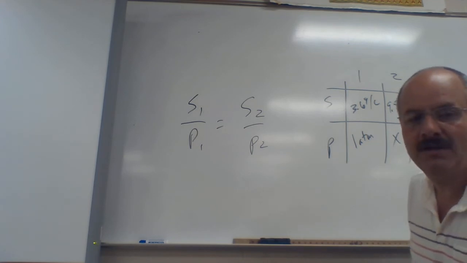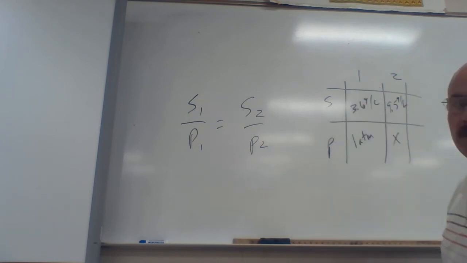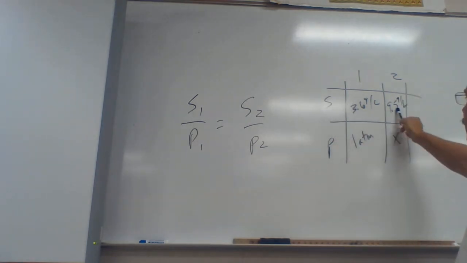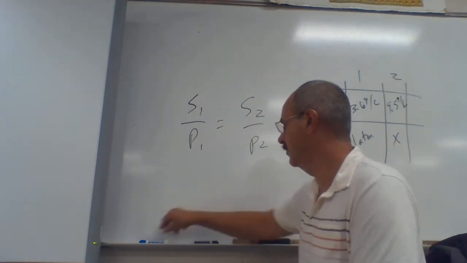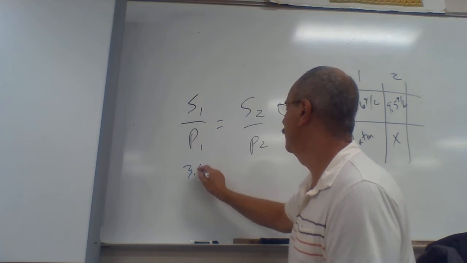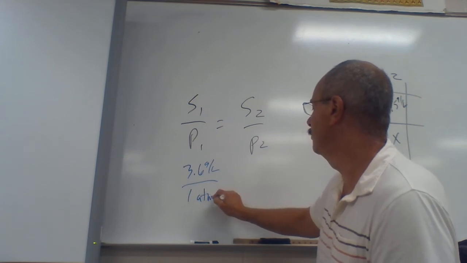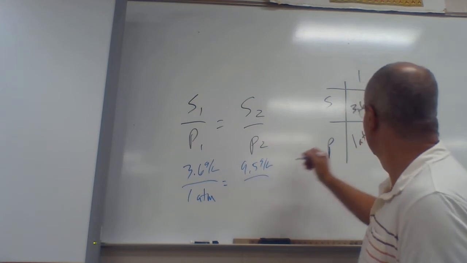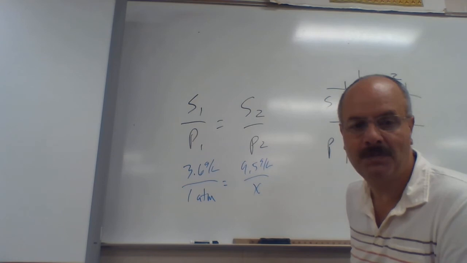So now what I have in this chart is I actually have everything I need for this thing. Well, this spot right here, that's S1. This spot right here, that's P1, which goes with this. And then I have S2, and I have P2. So now I'm going to just substitute it into this, and I'm going to go, well, S1 happens to be, let me change colors. S1 is going to be 3.6 grams per liter. P1 happens to be 1 ATM. Then I go to S2 is 9.5 grams per liter. And P2 is my X.